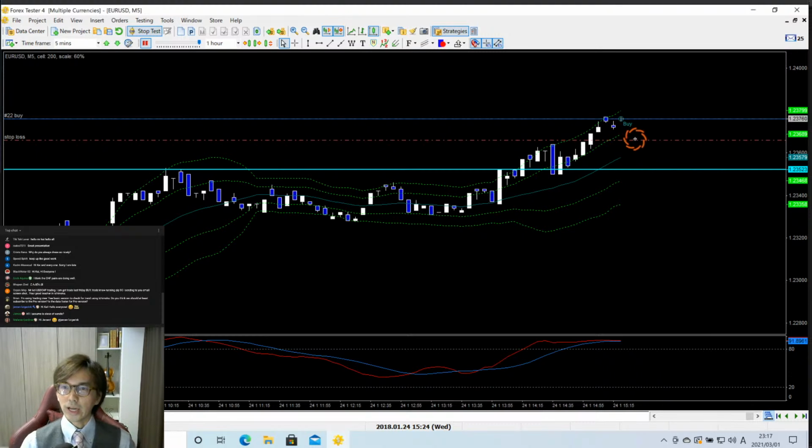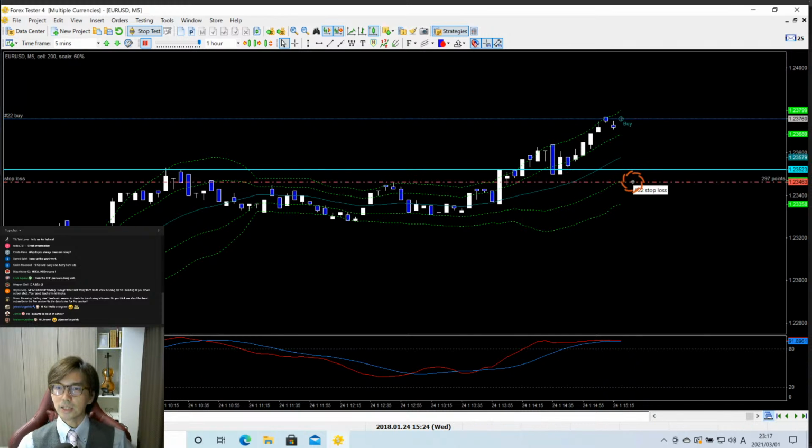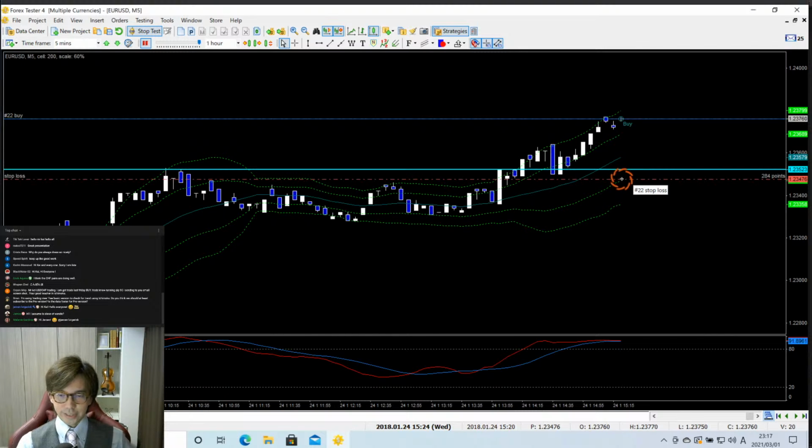Okay, and in this case my stop loss will be below the previous low, which is at this level, and so in this case I take 28 pips of stop loss and expect the market to continue to go up this way on this N wave.